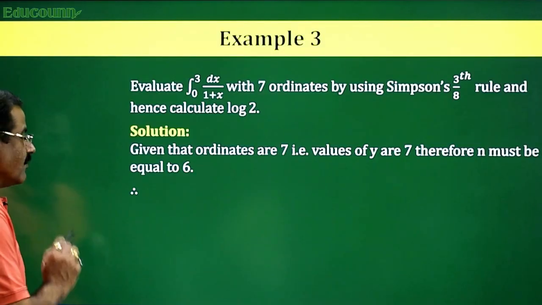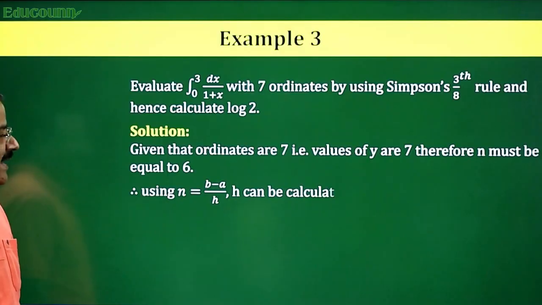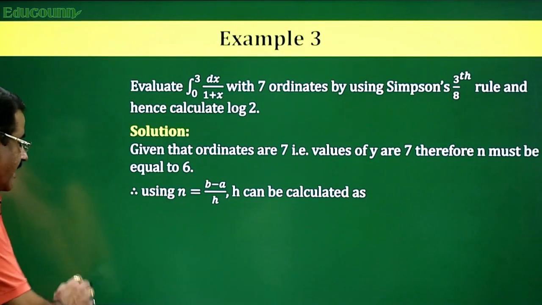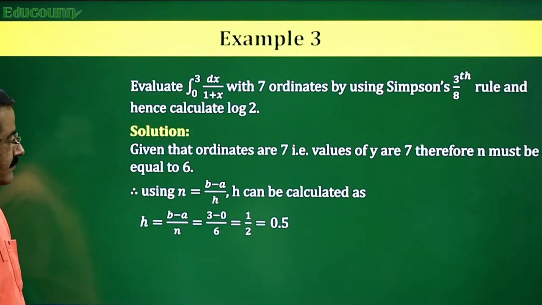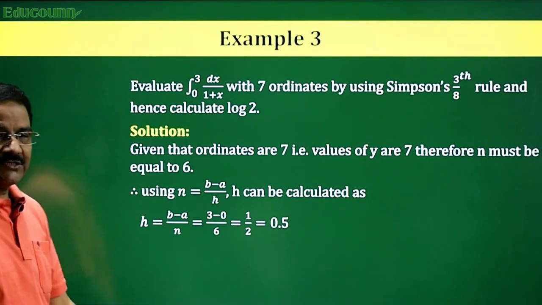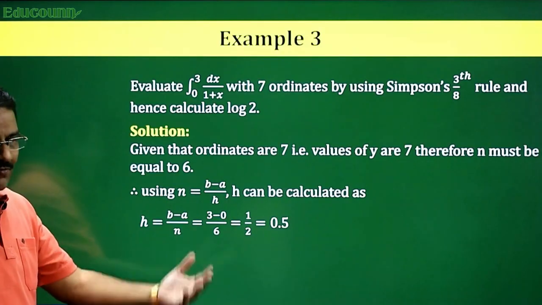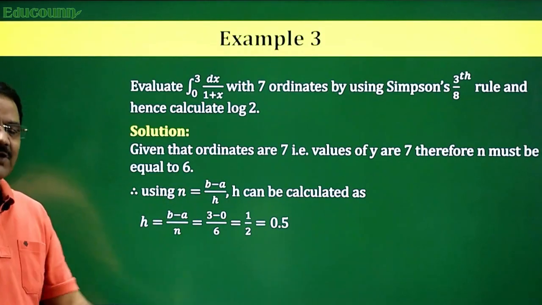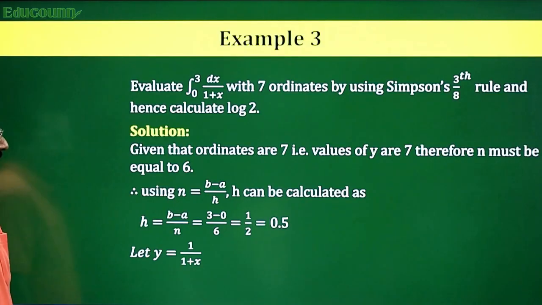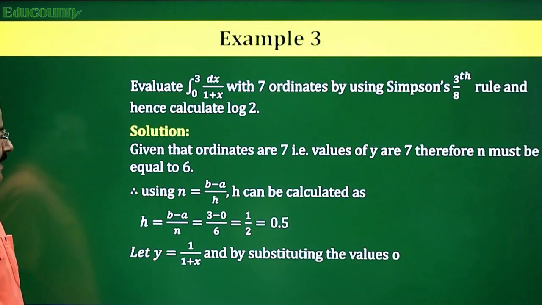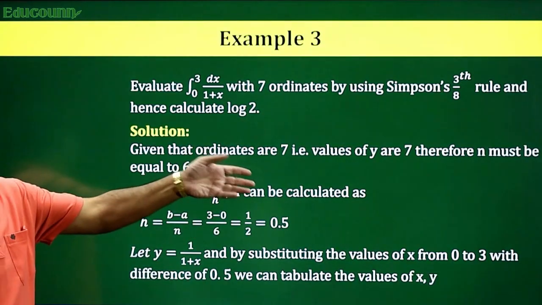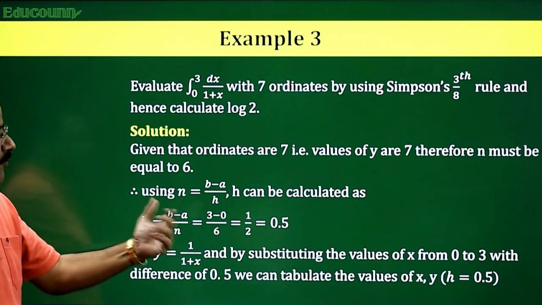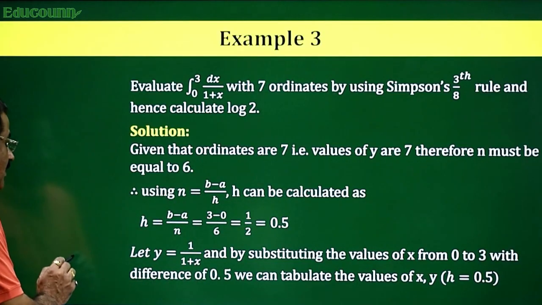Now we are going to use the formula n is equal to b minus a upon h to find h. Here h is not given. In the earlier examples h was given, and here n is given. So h is nothing but 0.5, that is, the upper limit is 3, the lower limit is 0, n is equal to 6. Now we have to find the values of y with a difference of 0.5, one by one. Same concept as earlier, we can take y is equal to 1 upon 1 plus x, and by substituting the values of x from 0 to 3 in steps of 0.5, we can calculate all values of y.